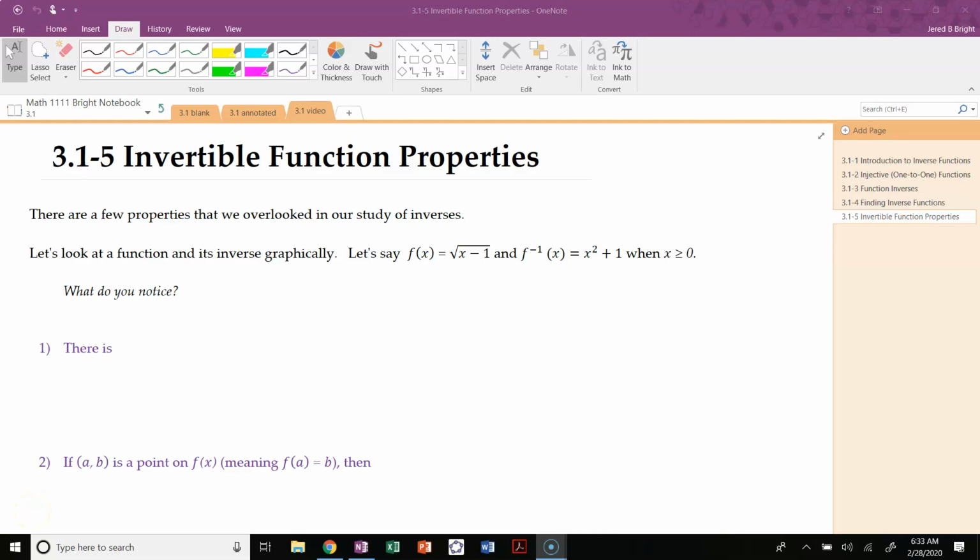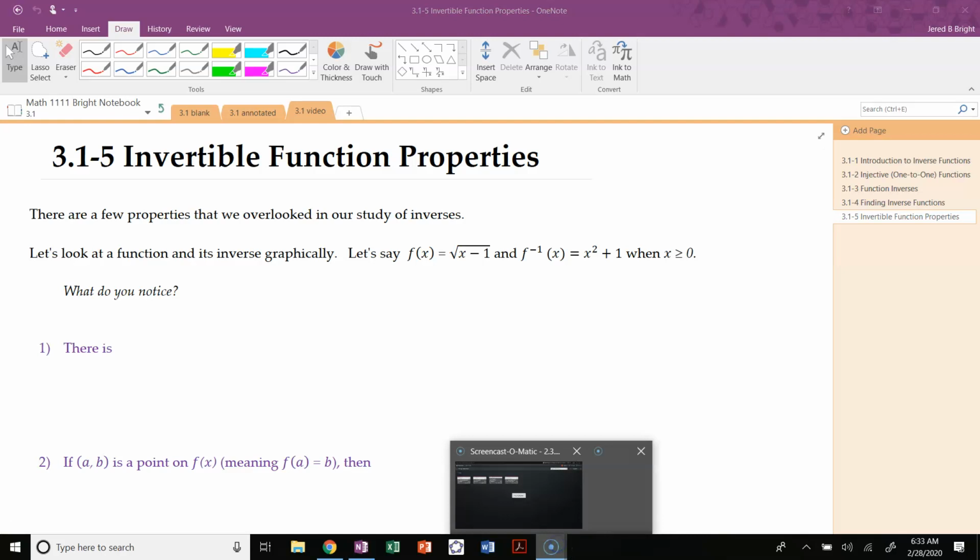Welcome back, and we are going to wrap up invertible functions by talking about some properties related to them. So first, I want to give you two inverse functions: the square root of x minus 1, and then x squared plus 1 on a particular domain when x is greater than 0. And I just want you to look at it and tell me what you notice.